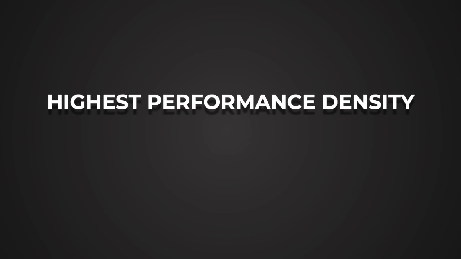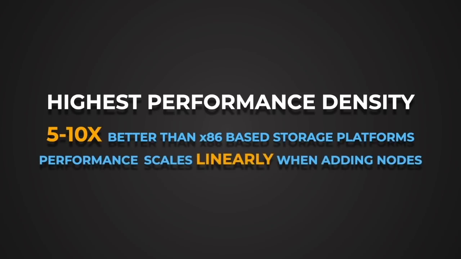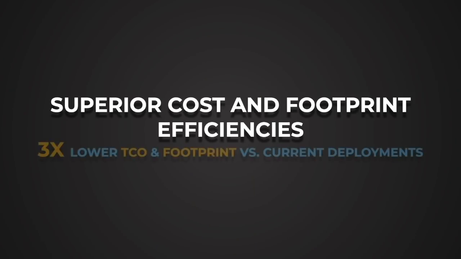Let me summarize the benefits to our customers. Well, first, FS1600 delivers the highest performance density in the market, which is about 5 to 10x higher than any existing x86-based storage platform. Performance scales linearly when adding additional nodes. Secondly, our customers should see 3x lower TCO and footprint compared to current deployments. The TCO benefits come from inline compression ratios that are comparable to Google Brotli, but runs about 100 times faster, lower overhead from network EC compared to 3x replication, and pooling of stranded SSD resources, increasing media utilization.